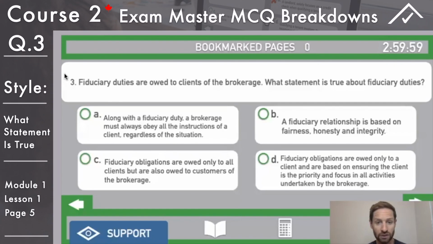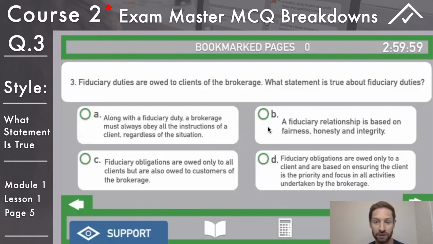Fiduciary duties are owed to clients of the brokerage. What statement is true about fiduciary duties? Okay, perfect. Off to A. Along with a fiduciary duty, a brokerage must always obey all the instructions of a client, regardless of the situation. We must obey instructions of our client, but they must be legal, if you know what I mean. So it would have to say that we must obey all legal instructions of a client to a certain extent, right? And when it says obey instructions, we still have to follow our code of ethics, but it would have to have that word legal in there. We're not obeying all instructions.